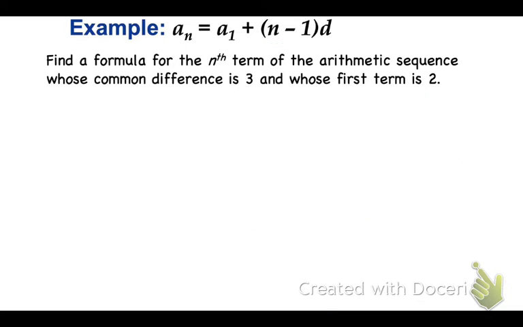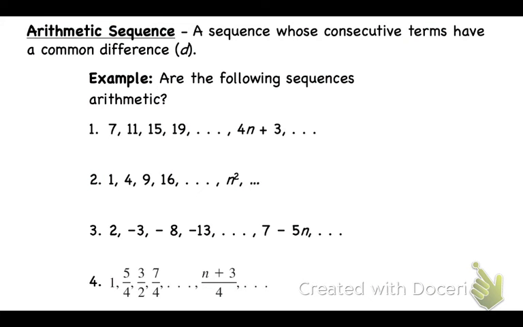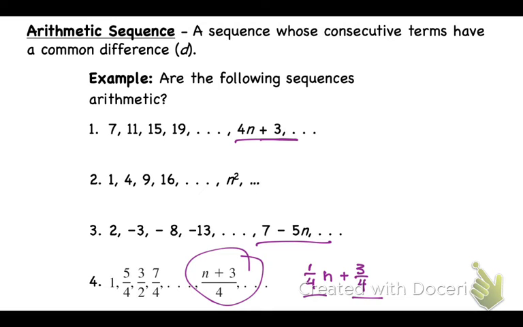If I go back up here with my definitions, is this first one linear? Yeah. Is this one linear? Yeah, it's linear. That's 1/4 n plus 3/4. So the y-intercept is 3/4 and the slope is what? 1/4. Can you graph all of those?